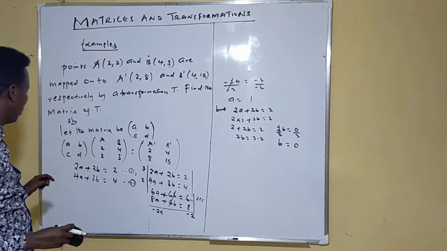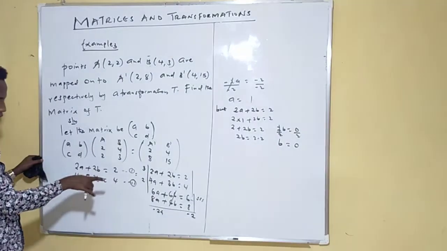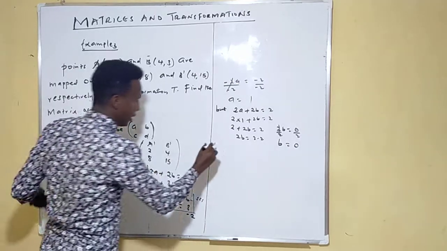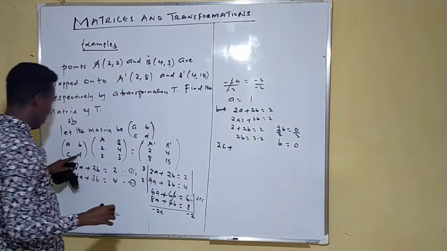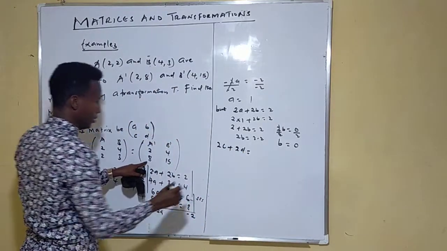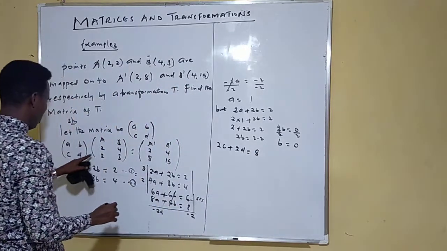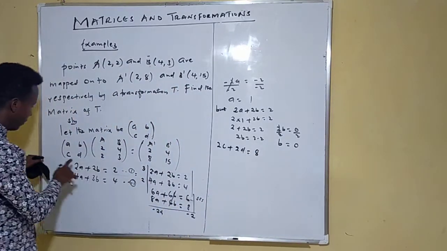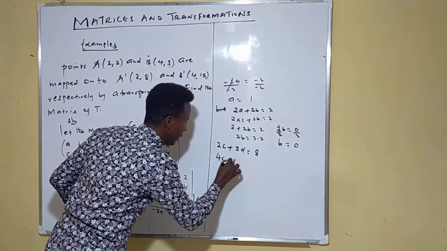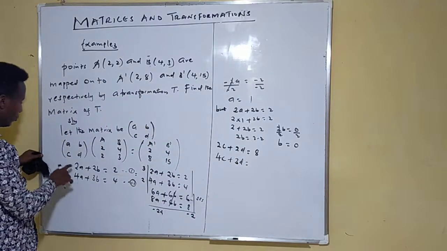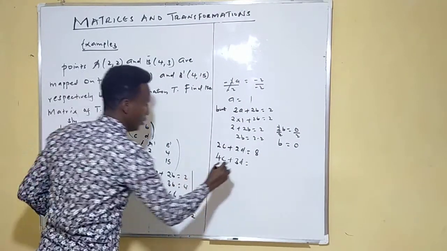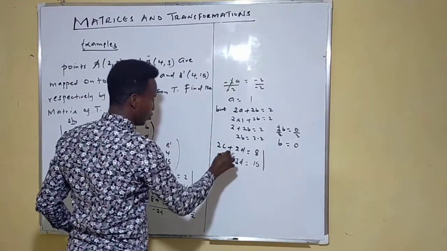Understand that? Then after knowing that, we will go to this one again, because we have gotten a and b: a is 1 and b is 0. Then you're going to say c times 2 is 2c, plus d times 2 is 2d, is equal to the first one, which is 8, okay? Then again, c times 4 is 4c, plus d times 3 is 3d, is equal to 15.